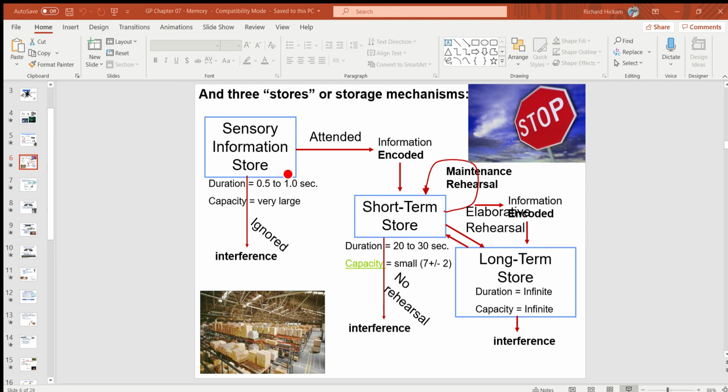The duration of long-term storage is infinite. Cells are designed to live for your 70 or 80 years of life, and when they're formed in a pattern and they're used to firing in a pattern, they always maintain that pattern, barring illness or injury. And we also believe that the capacity of long-term storage is infinite. With 150 billion neurons, and each of those neurons being able to communicate with 5,000 other neurons, you've got an infinite capacity. You'll never be able to fill up your long-term storage.